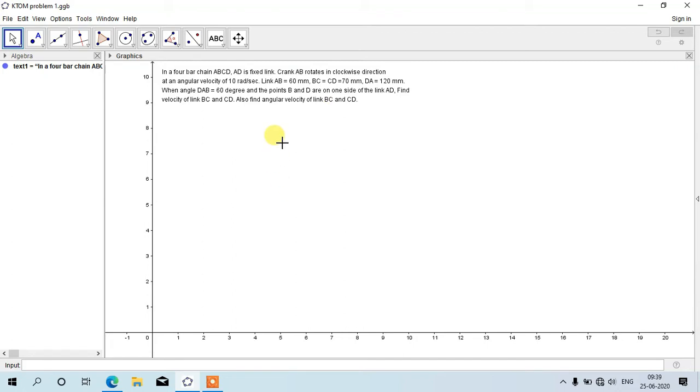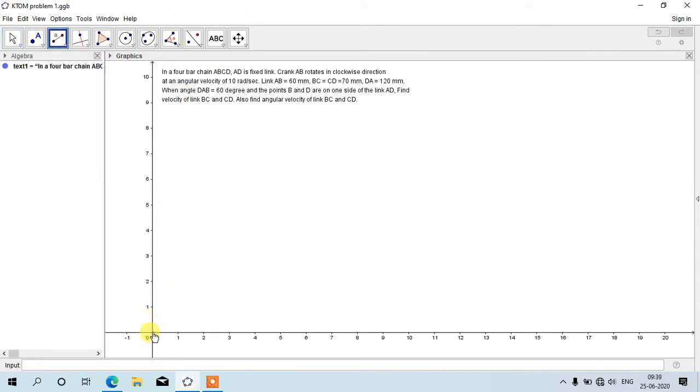So to proceed, we have to first draw the linkage on paper. I am showing you in this software, but you have to do it on paper. So first we will draw the linkages. We are given the lengths and given the angle DAB is equal to 60 degree. So we will start drawing the linkages.